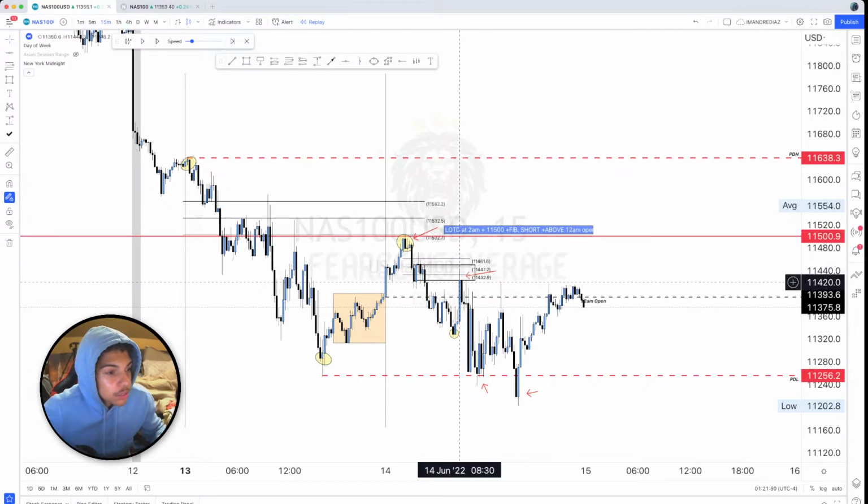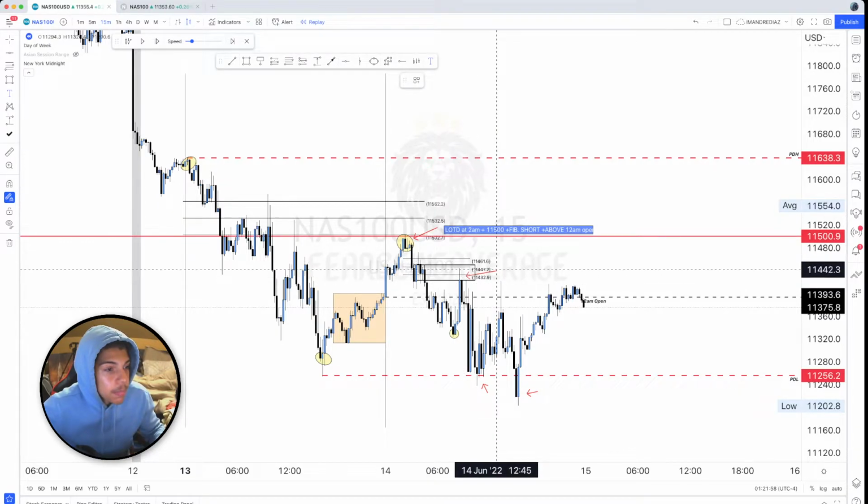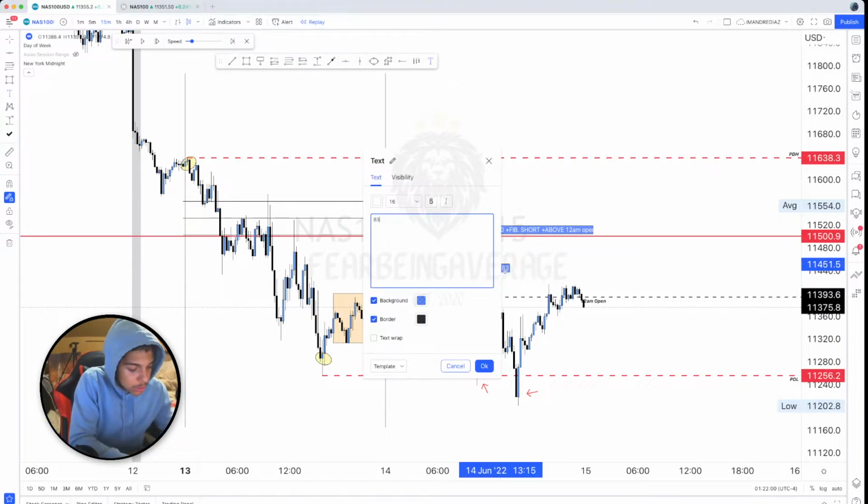But honestly, mind you, I wasn't even looking at the charts when this happened either, so I wasn't able to take the trade. But that doesn't mean you guys can't. So let's annotate it at 8:30 a.m. We had the fib short.